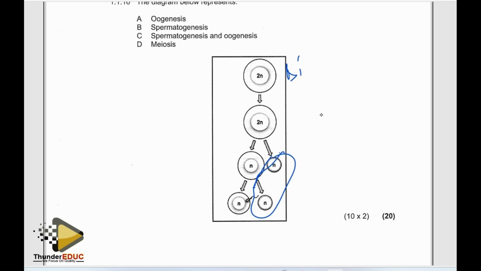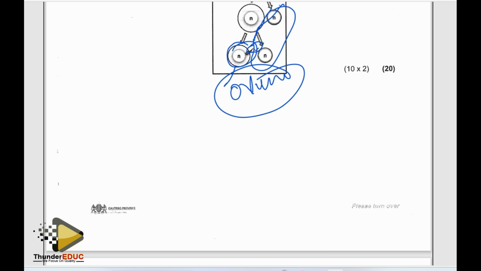But they're trying to show you that this one, a small sperm, is fertilizing it. You understand? A small sperm is fertilizing it. So in actual sense, it forms what we call the ovum. So the process by which ovum are being formed is called oogenesis. So the most correct answer in that regard is oogenesis.